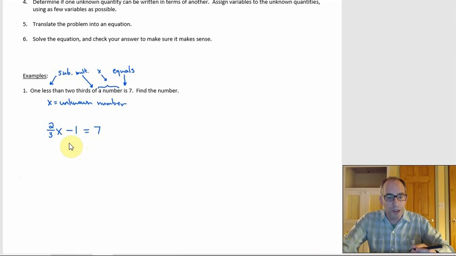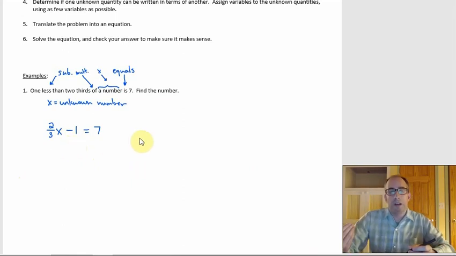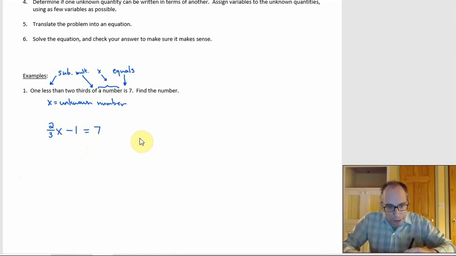But then once you're here, then basically you're just solving an equation. And I guess there is a fraction there, so if you want to clear fractions first, nothing wrong with that, right? It's only the 1, so you just have to multiply both sides by 3. So we can do that. So 3 times 2/3 x minus 1 would then be equal to 3 times 7. And then we'd have to distribute the 3.